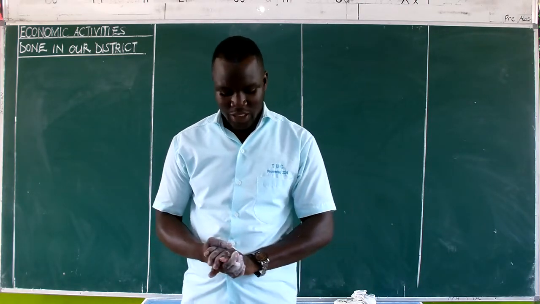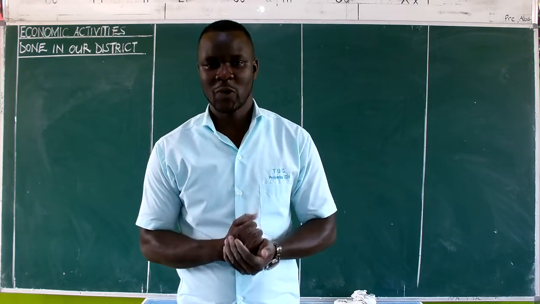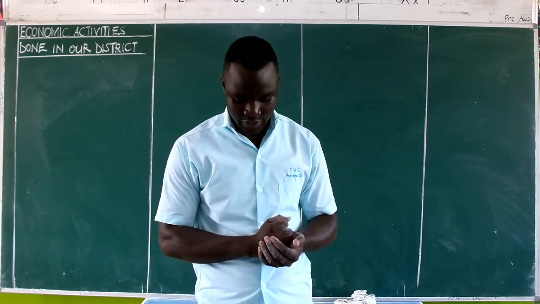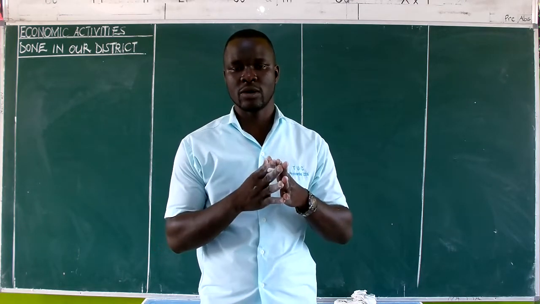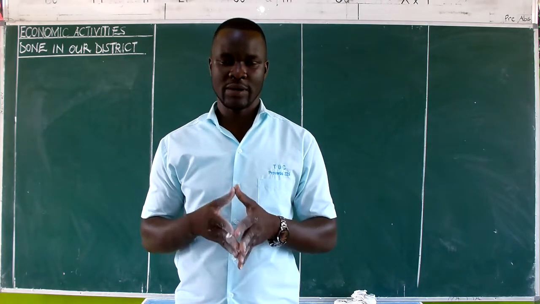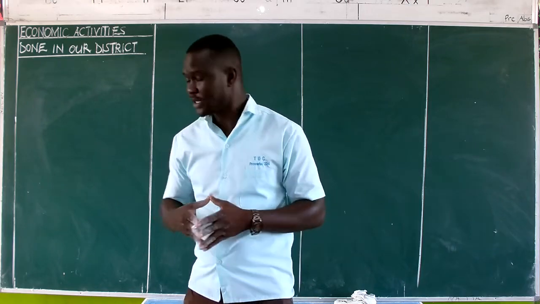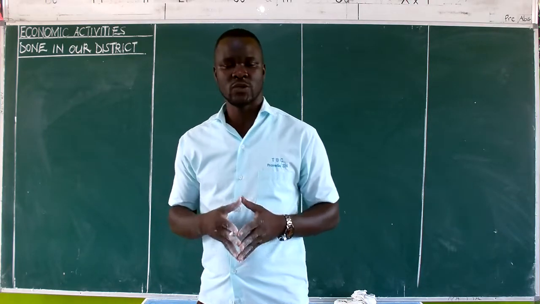And today we are going to continue with our workbooks. We are on page 70. That is where we are picking our item of discussion from. Page 70 gives us a subtopic that is about the economic activities done by the people in our district. We are writing it on the board as economic activities done in our district.